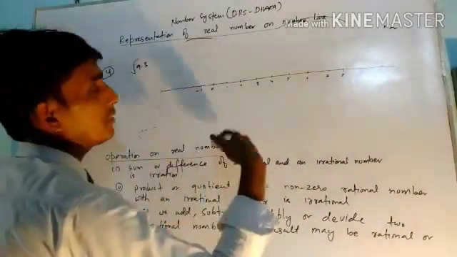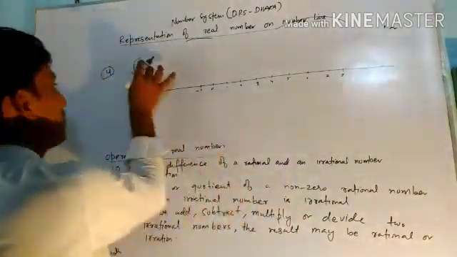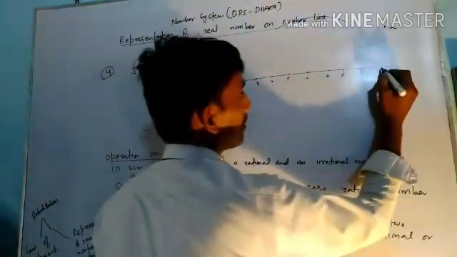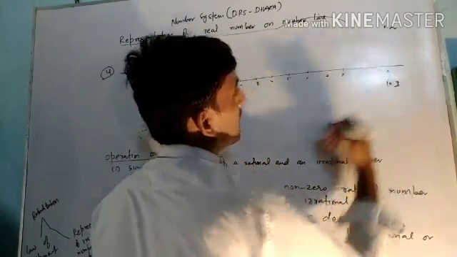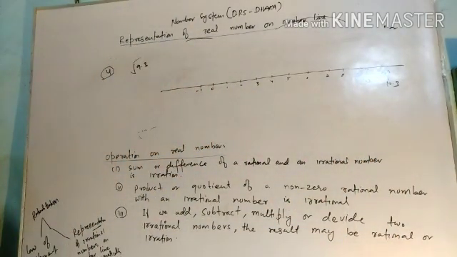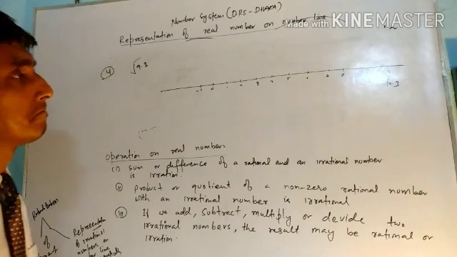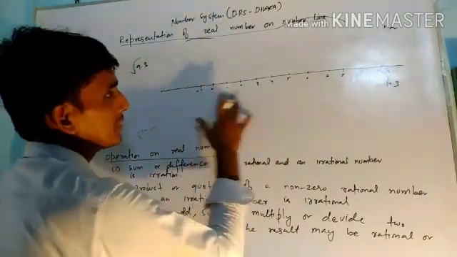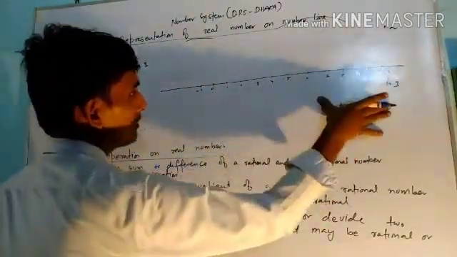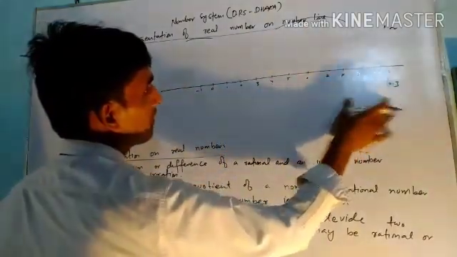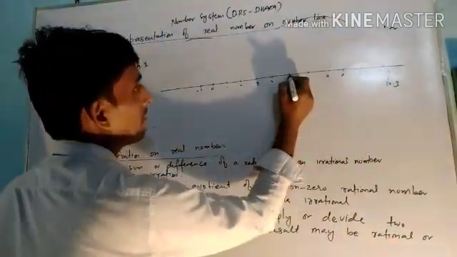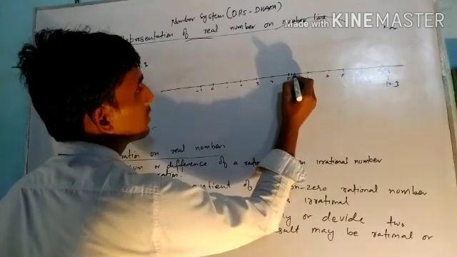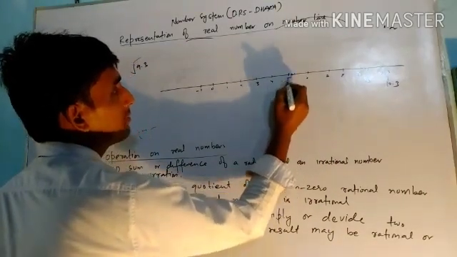We have to take one more than this number. This is 9.3, so we will take one more than 9.3, that is 10.3. Now take the half of 0 and 10.3. Half of 0 and 10.3 will be almost 5.15. So this is 1, this is 2, and this is 5.15.